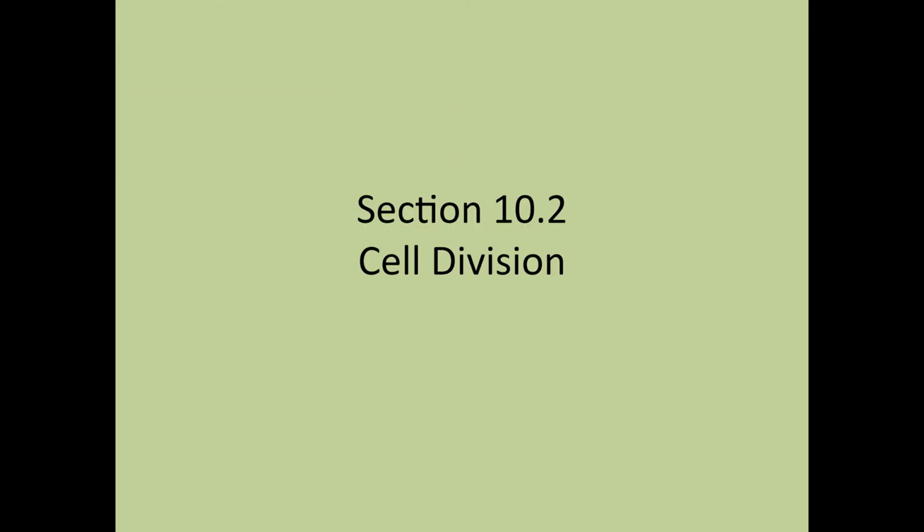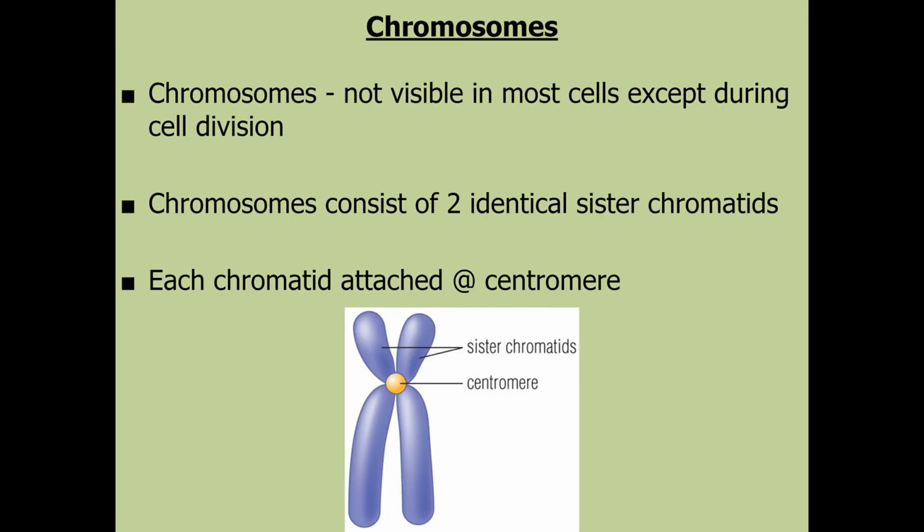Alrighty. So now we are starting section 10.2 on cell division. So first, before we really get into cell division, you need to know what chromosomes are because they play a huge role in mitosis and meiosis. So chromosomes are not visible in most cells except during cell division. They're just not visible. They're in the DNA and you can't really see them.